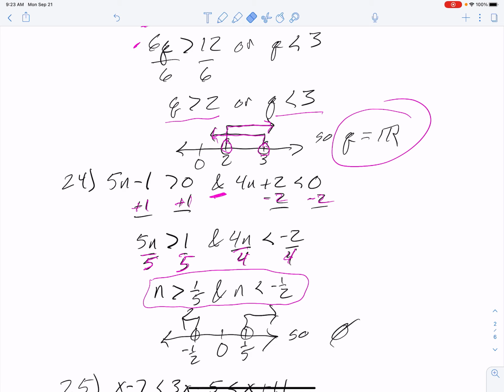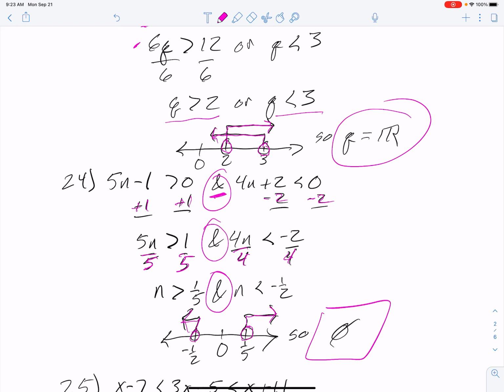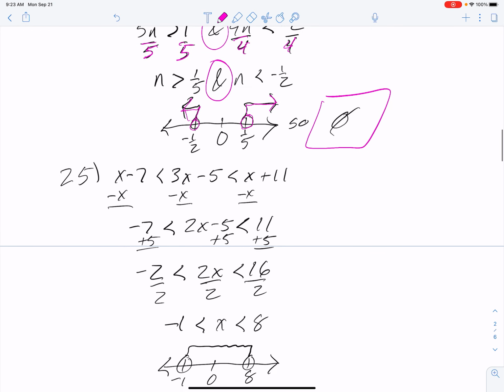When I go to sketch my graphs, though, n is greater than 1/5 and n is less than -1/2 never overlap. And since this is an and statement, a conjunction, and there is no overlapping, I know that we have no solution.